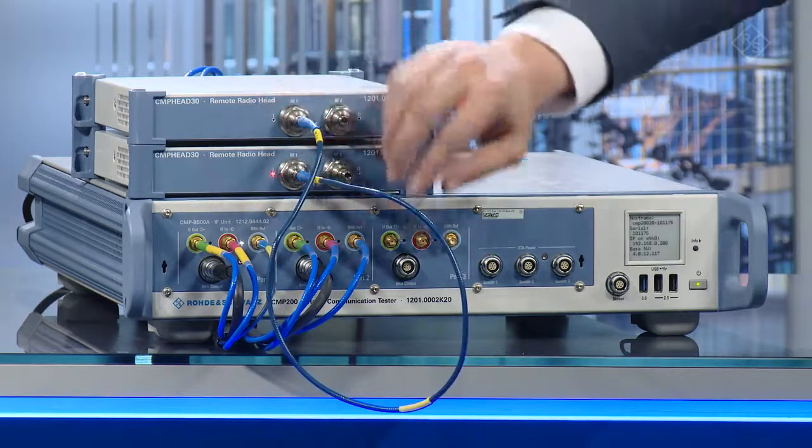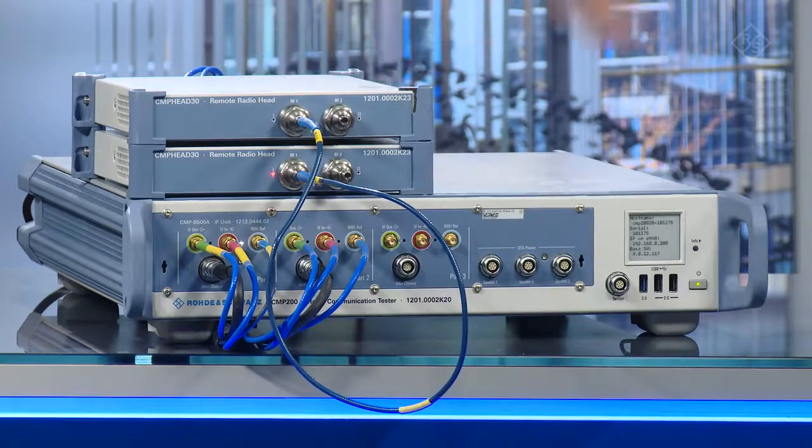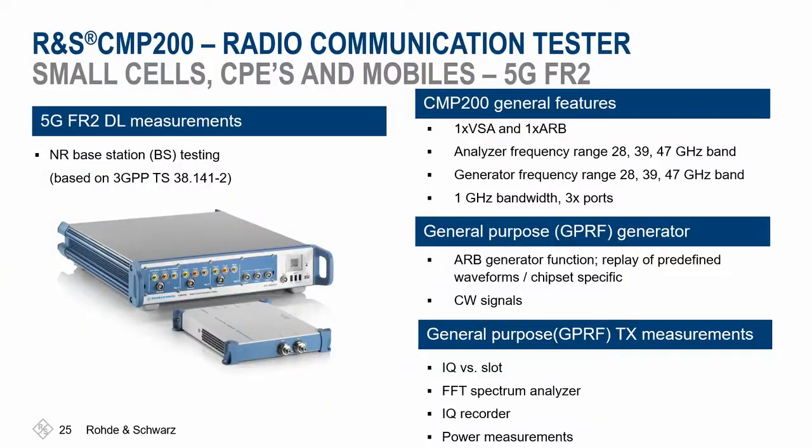The CMP200 has an RF interface, and combined with our remote radio head, it can generate or analyze millimeter wave signals. The analyzer and generator is capable of measuring within the 28, 39 and 47 GHz bands. This instrument has a total bandwidth of 1 GHz and comes with 3 ports. These 3 ports are very handy when it comes to parallel testing in production. The generator and analyzer can also be used as a normal one.